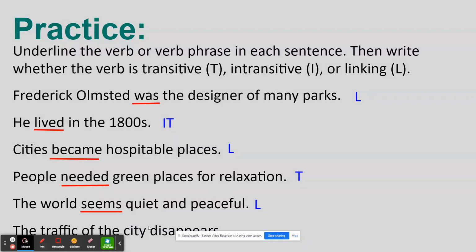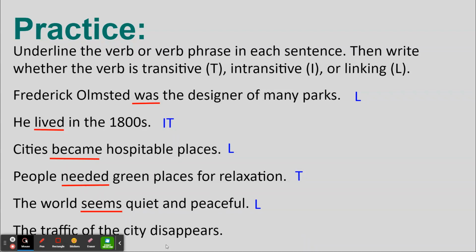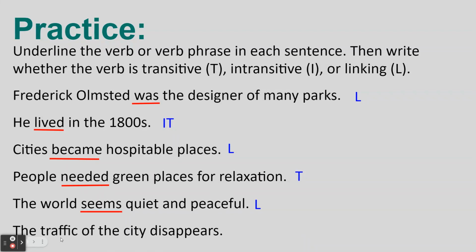And our last one, the traffic of the city disappears. So what would be the verb there? It would just be disappears. And we don't have a subject complement. We don't have a direct object. Therefore, that would be intransitive.